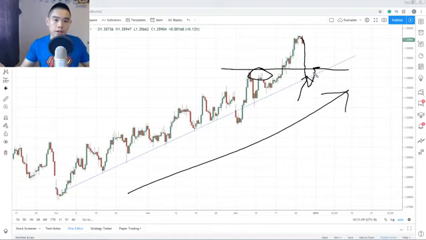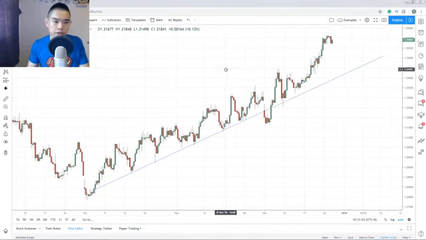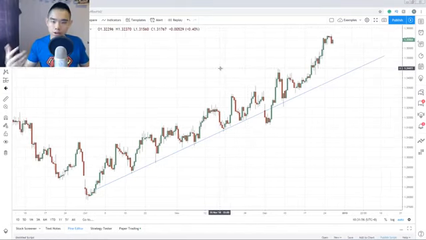And then we have all 3 ingredients as well: the trend, the area of value, and the entry trigger. So it's again the TAY formula. So this is basically trading using multiple time frames, but again the concept is the same.